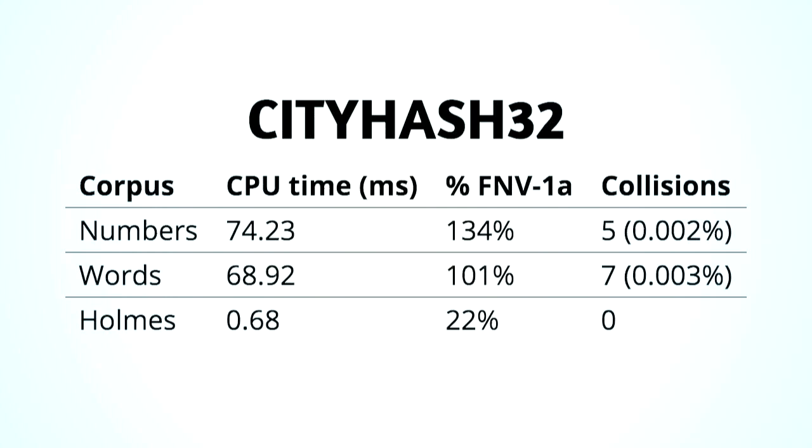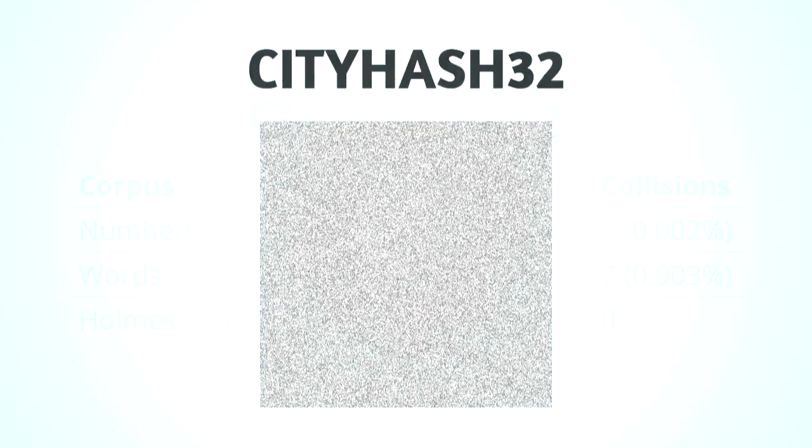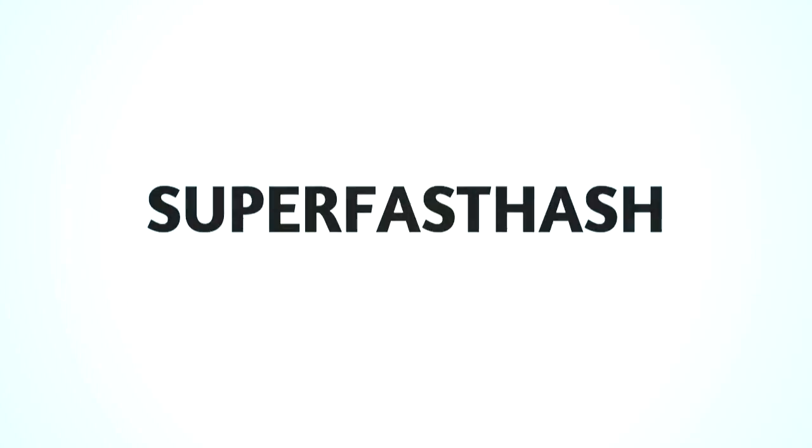Okay. So the numbers are consistent against each other, but the input sets are so different that it doesn't really make sense to compare them directly to each other. Few collisions, looks like noise. All right, well, good hash functions are boring. Let's look at one that's less good.